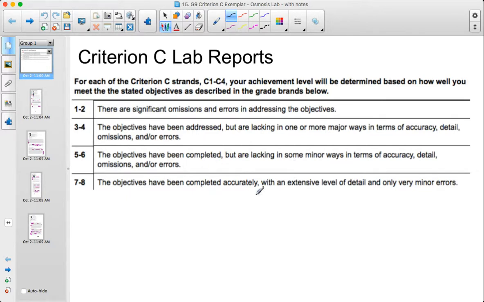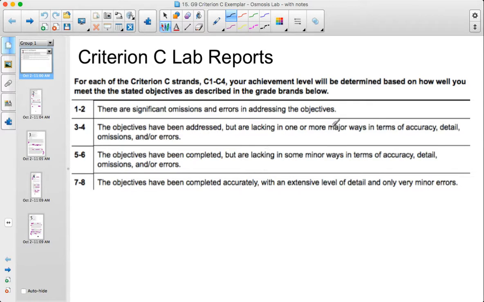So 7, 8 means, not a perfect lab by any means, but it means that you've completed everything that the criteria say you have to complete. You've used a thorough level of detail, and any errors that you have made are really quite minor and don't really take away from the overall quality of the lab. The difference with the 5, 6 is that you've still met all the objectives, but you're probably making more consistent errors throughout, or maybe leaving some detail out throughout the lab report. So it's the consistency of errors, the consistency of leaving important details out, but you've still generally met all of the objectives.